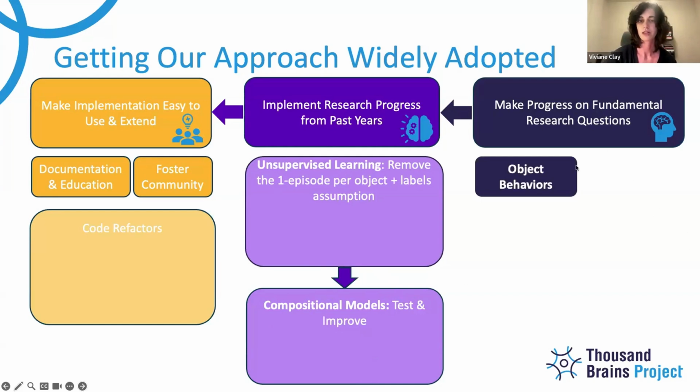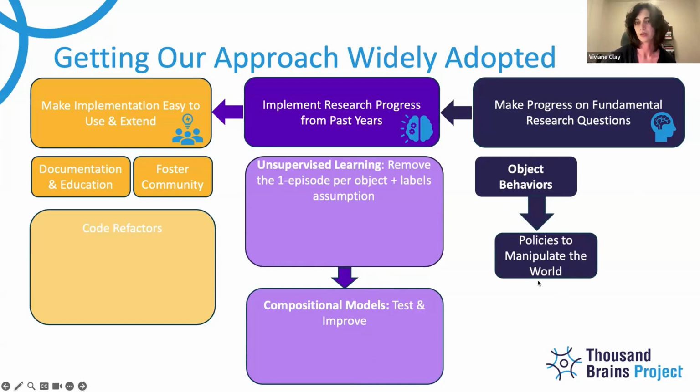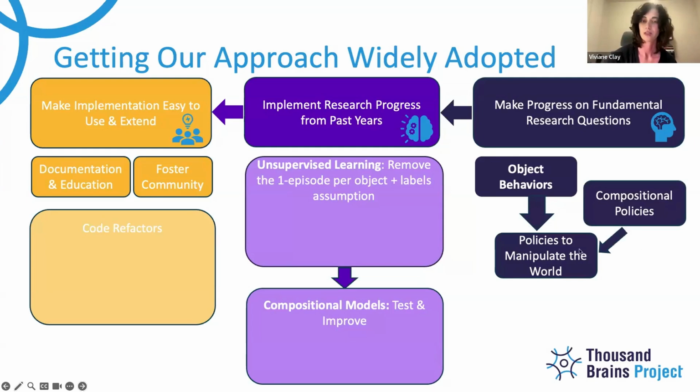And then on the research side, one of the big topics is going to be object behaviors, and we've been talking about that a lot in the past research meetings, since this seems to be an important prerequisite for implementing policies to manipulate the world, which is ultimately what we want the system to be able to do. Like being able to manipulate the world is what the system will be used for in the future. And then something that will also probably play into this is thinking more about compositional policies and how we can hierarchically decompose policies.